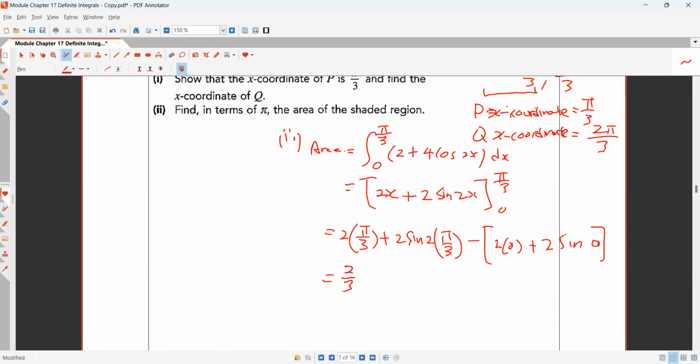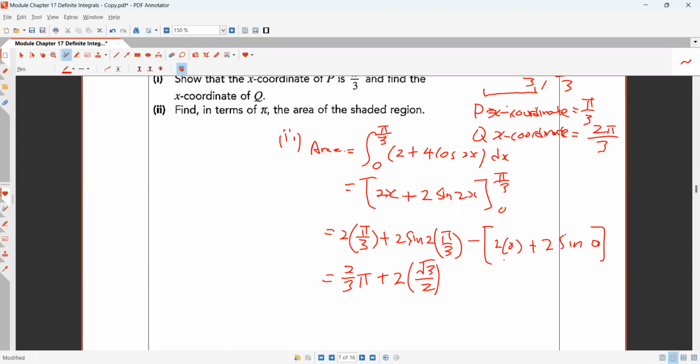So it becomes 2 over 3 pi plus sine 2 pi over 3. How much is that? What is the third form of that? Square root 3 over 2. Yes, correct.